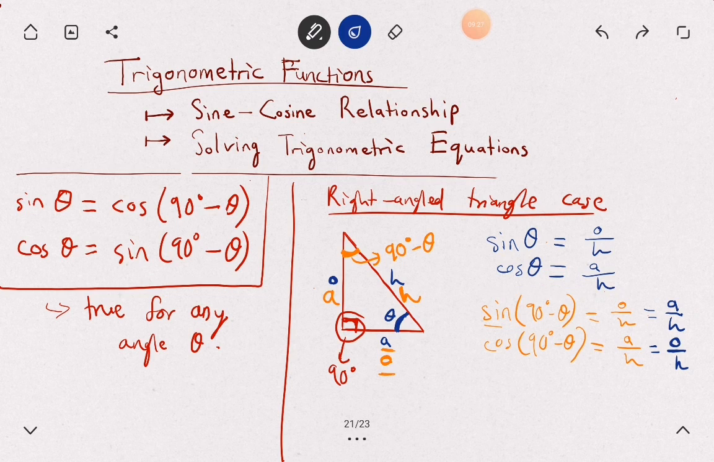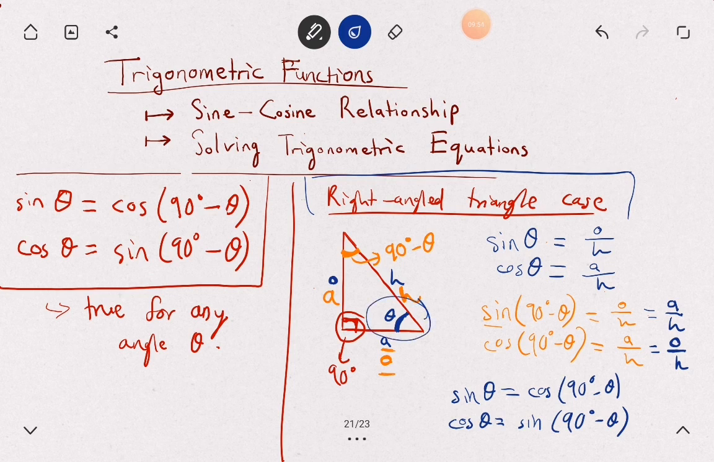Okay, similarly, the sine of theta is O over H, which is the same as the cos of 90 minus theta, which is O over H also. And that's why we get sine theta equals cos of 90 minus theta, and cos theta equals sine of 90 minus theta. Alright, so this is only for the right angle triangle case, meaning this theta here is between 0 degrees and 90 degrees.